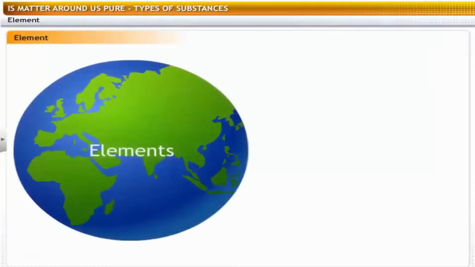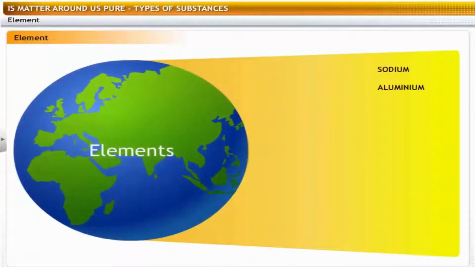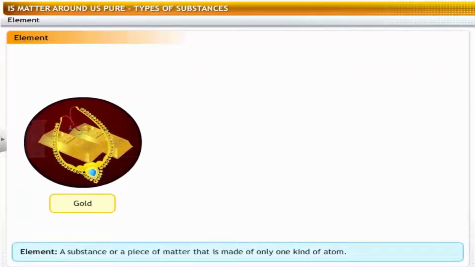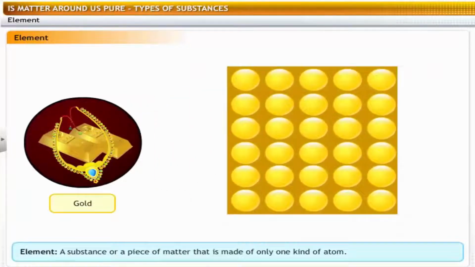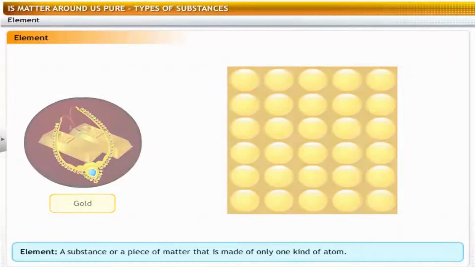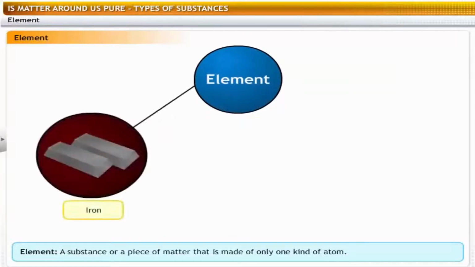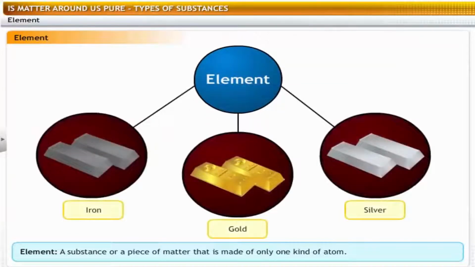There are over 100 known elements on Earth. A pure substance which is made up of only one kind of atom and cannot be broken into two or more simpler substances by physical or chemical means is referred to as an element. For example, iron, gold, and silver.